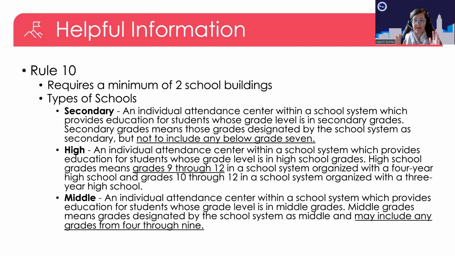So it can be any combination of grades 7 through 12, but it cannot include sixth graders or below. A high school is going to be grades 9 through 12 if you're a 4-year high school, and grades 10 through 12 if your system is organized with the 3-year high school. And this is language literally from Rule, so there's no change to this currently in plan.